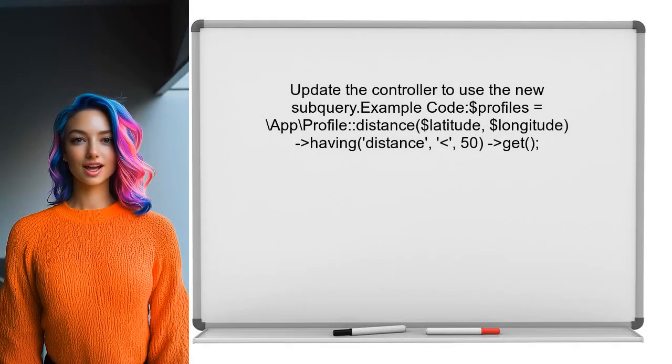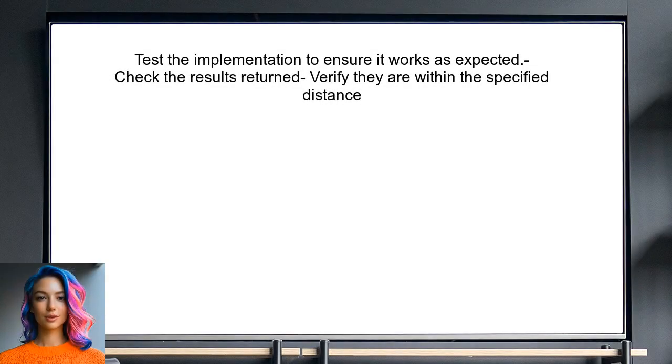Next, the user should update their controller to use this new subquery. This way, they can filter the results based on the distance calculated in the subquery. Finally, the user can test the implementation to ensure it works as expected. They should check if the results returned are within the specified distance.